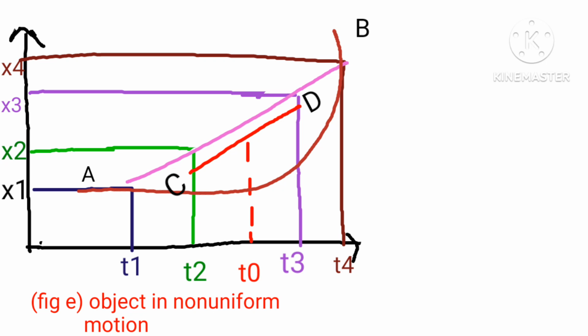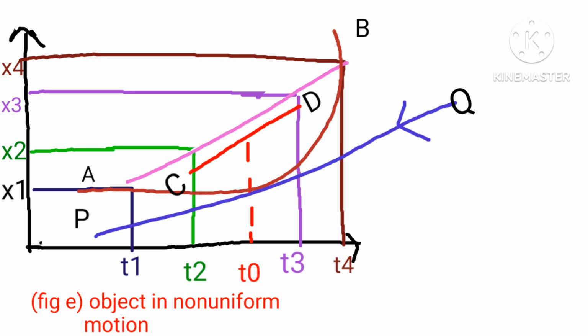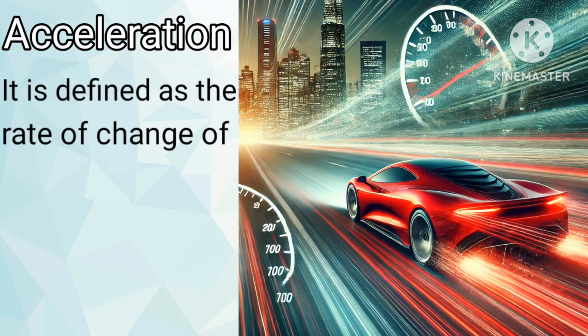If we keep reducing the time interval around t0, we will come to a limit when the time interval goes to 0. When the time interval goes to 0, lines AB and CD will go over to the tangent to the curve at t0, and therefore the instantaneous velocity at t0 will be equal to the slope of the tangent PQ at t0.